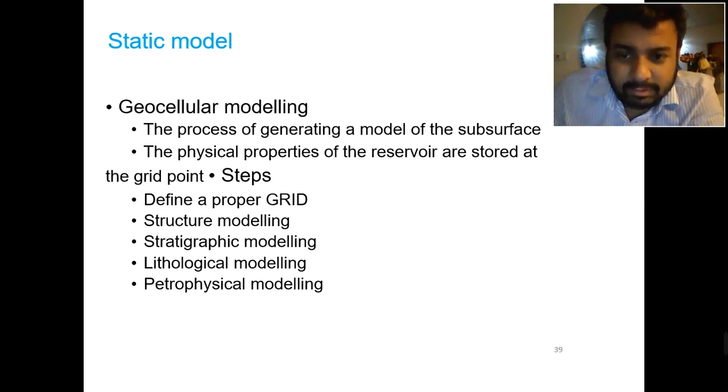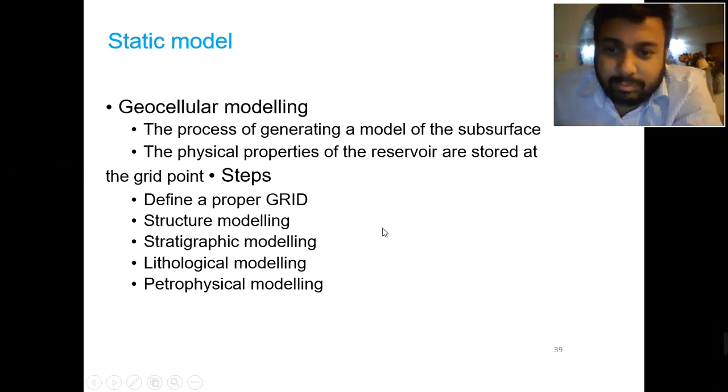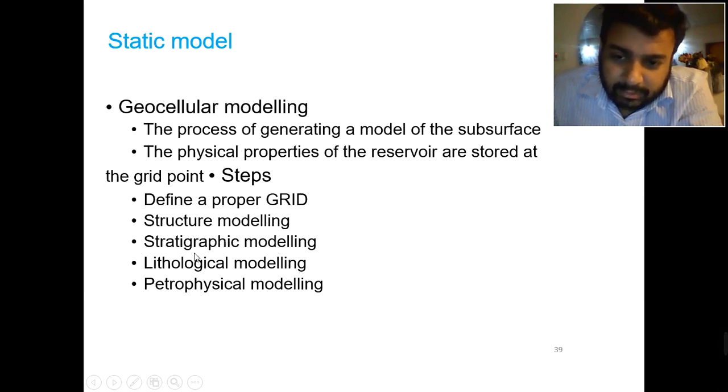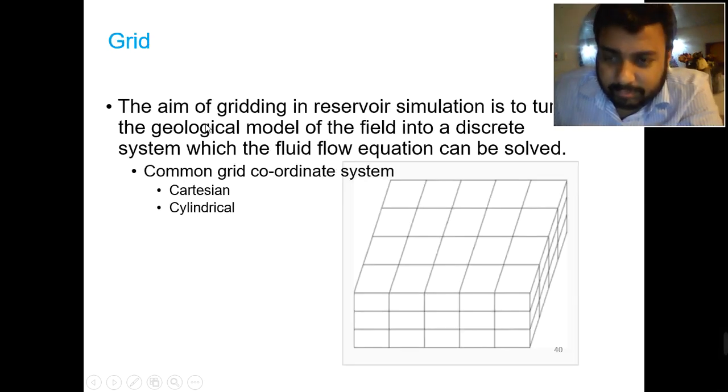When we run the reservoir simulation, what we do first is define the grid. First, in the geological model, we define its structures. As a geologist, we define its stratigraphy. Lithology means what kind of rock it has, and of course the petrophysical properties like porosity, permeability, and so on. So we need to know the right structure, the right stratigraphy, the layering of the geology of the reservoir, what kind of minerals it has, what modeling it has, and so on.